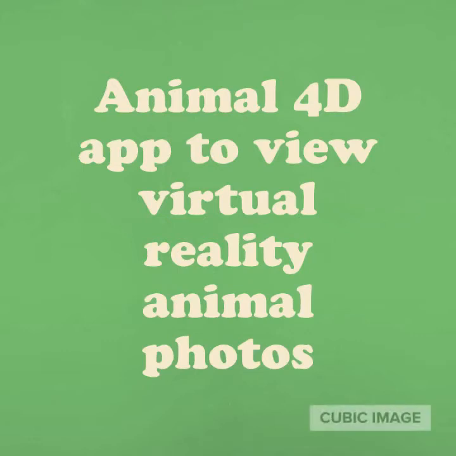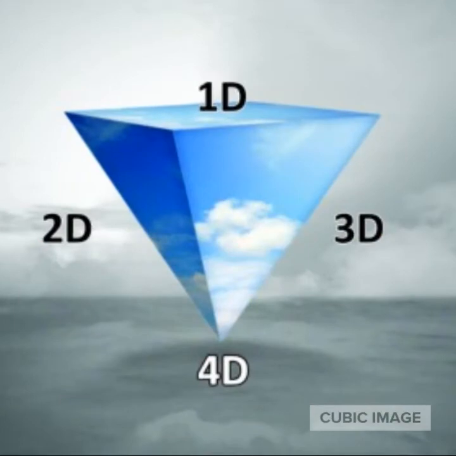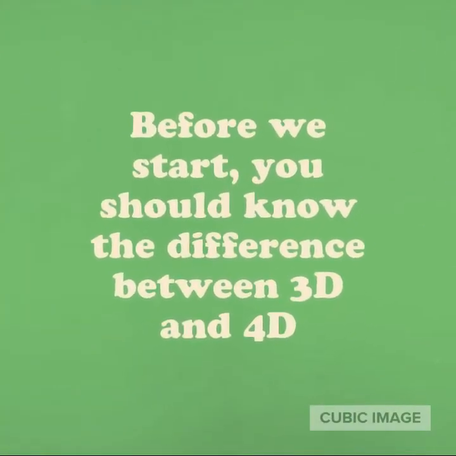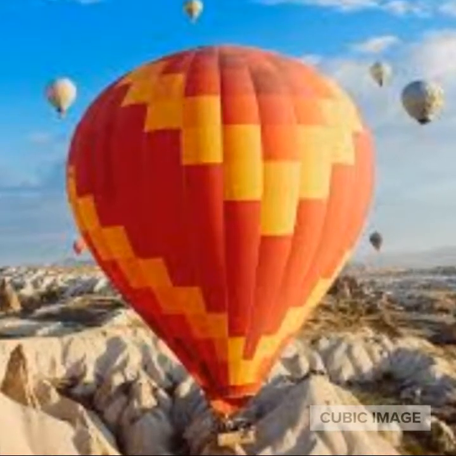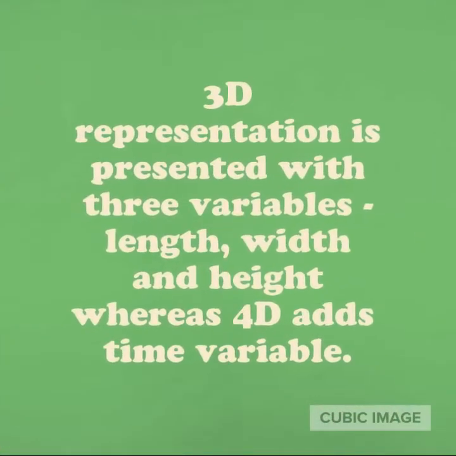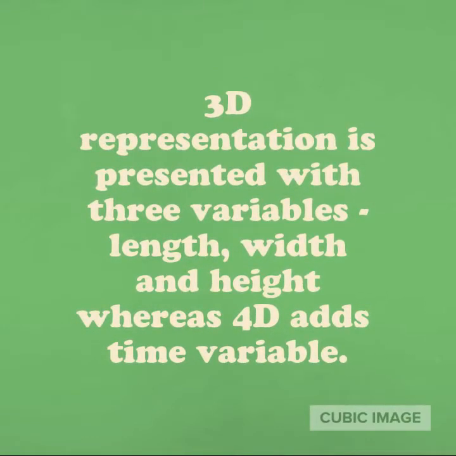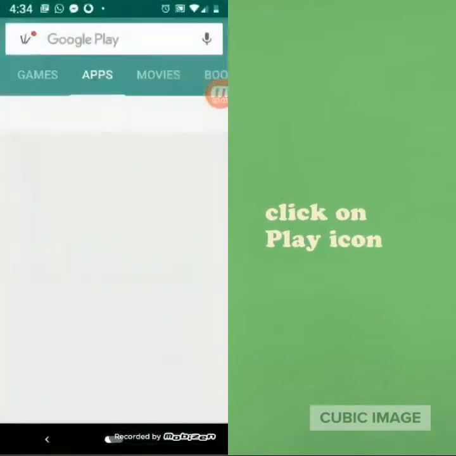Animal 4D app to view virtual reality animal photos. Before we start, you should know the difference between 3D and 4D. 3D representation is presented with three variables: length, width, and height, whereas 4D adds one more variable, and that is the time variable. Click on the Google Play icon.